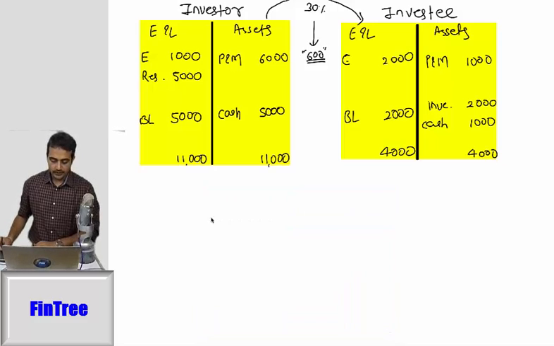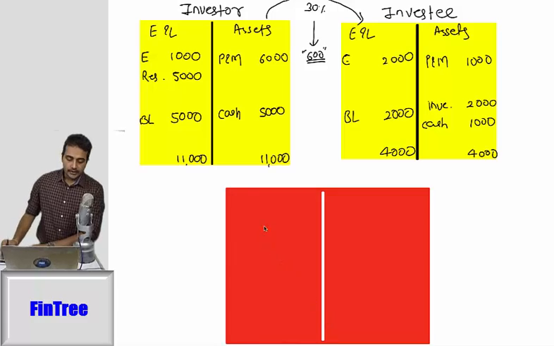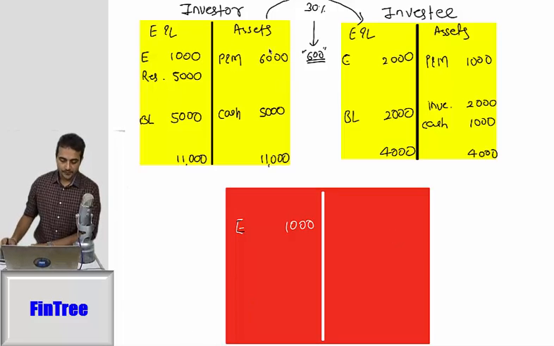The method we are using now is the equity method. Nothing changes on the left hand side. Equity still remains 1000. Maybe you just observe for a minute. So just observe carefully now what's happening. Equity is 1000. I am preparing a combined balance sheet. Reserves 5000. Nothing changes here. Bank loan 5,000, absolutely nothing changes here. Total is 11,000.